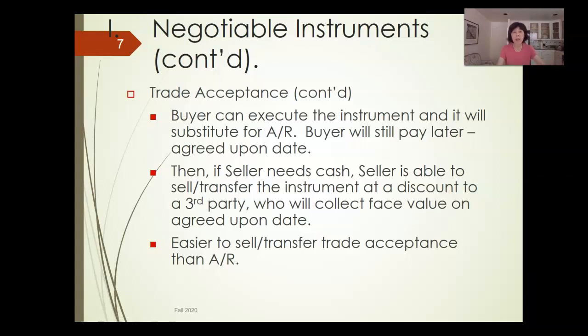So I made a few other points here on the screen for you. So the buyer could execute this instrument called a trade acceptance, and it will substitute for an account receivable. The buyer still has time to pay at some agreed upon date in the future, and the seller has the flexibility that if he needs cash, the seller can transfer this trade acceptance, this negotiable instrument, and probably will do it at a discount to some third party willing to buy the instrument and wait until the instrument is paid. 6 months down the road, for instance.